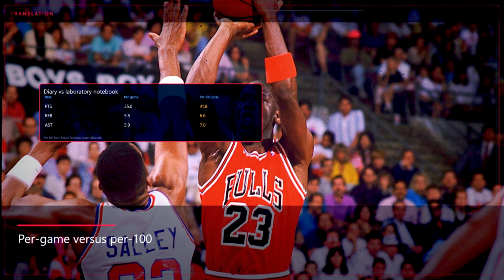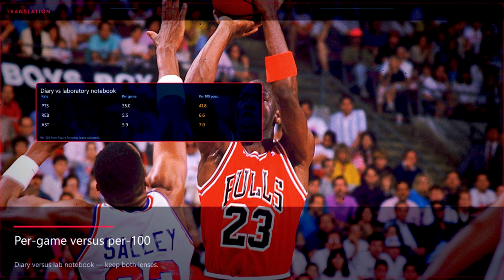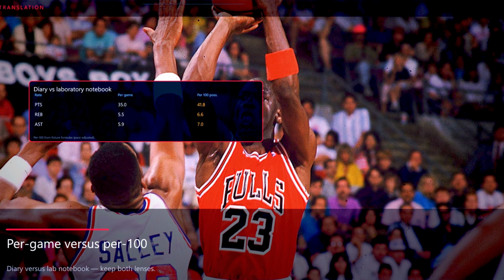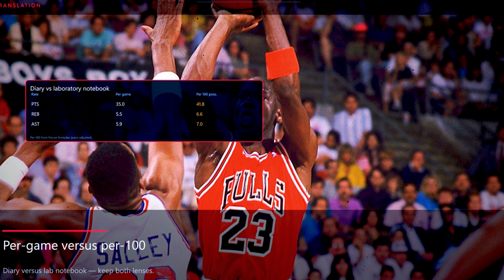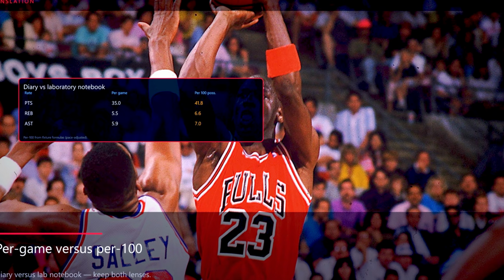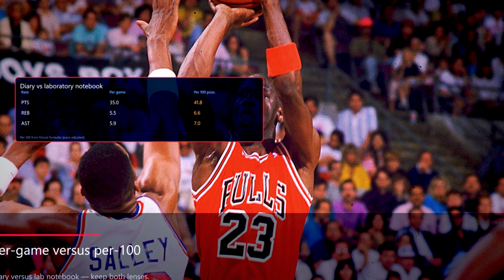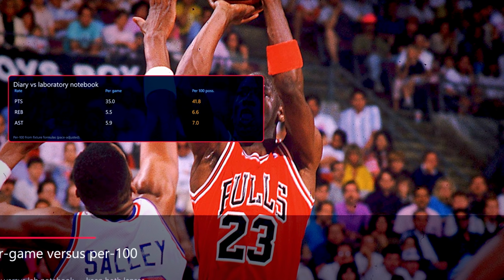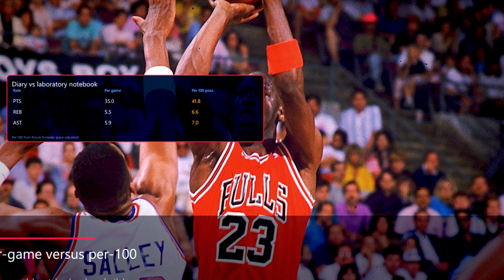Now, per-game numbers are like a diary, but per 100 possession numbers? That is a laboratory notebook. This row carries a per 100 scoring rate of near 41.8 points per 100 team possessions. Those are cartoon numbers on paper, but they still had to be earned on the hardwood, fighting through pure fatigue and the entire defense's attention. We keep both lenses because normalization isn't just a button you press. It's a habit.